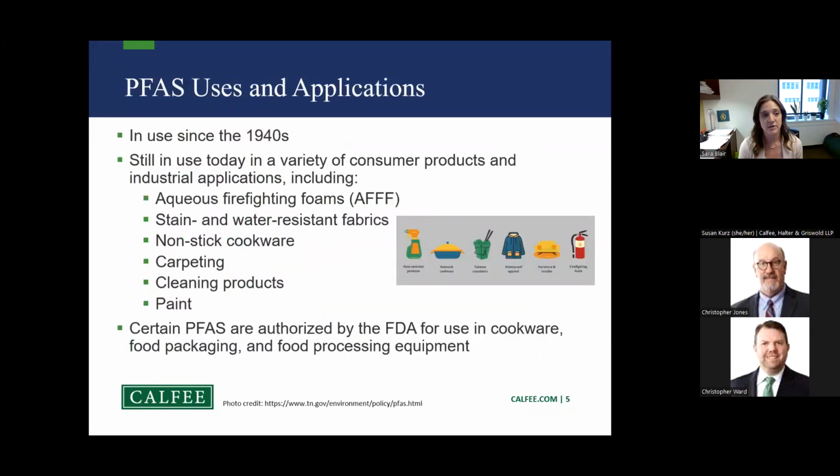PFAS have been in use since the 1940s, and they're still in use today in a variety of consumer products and industrial applications, including firefighting foams, which you might hear referred to as AFFF, paint, coatings for clothes and furniture, carpeting, and cleaning products. Certain PFAS are authorized by the Food and Drug Administration for use in cookware, food packaging, and even food processing equipment.